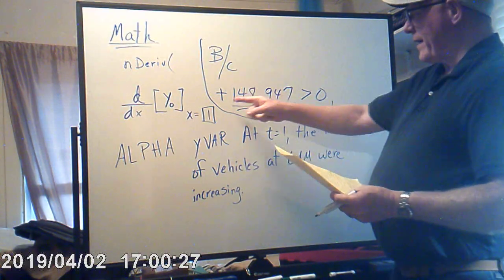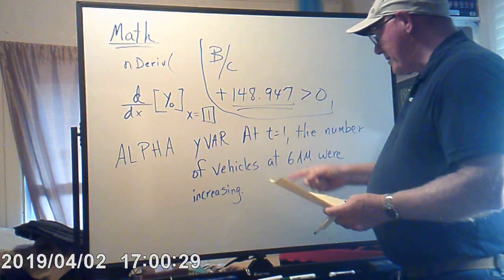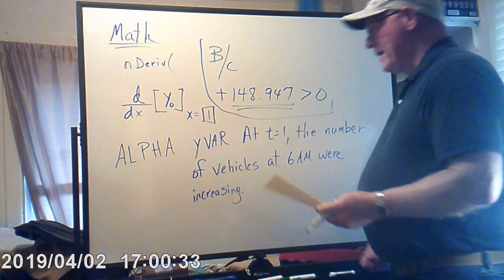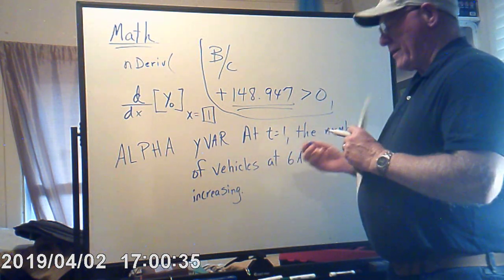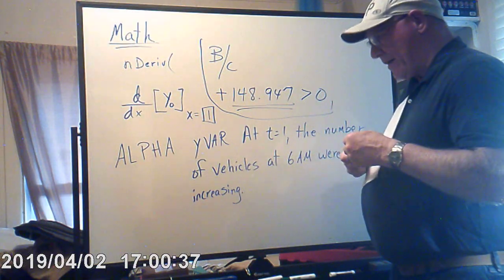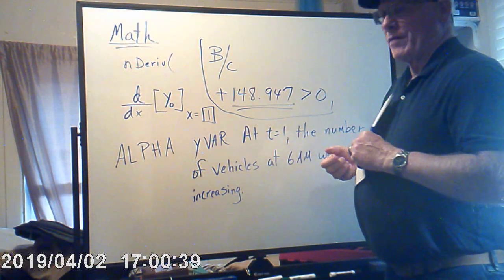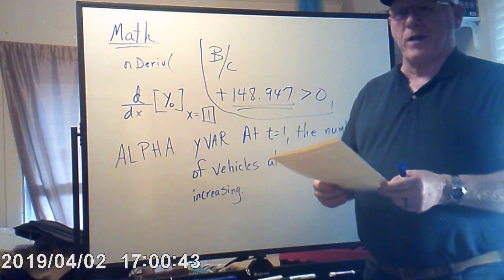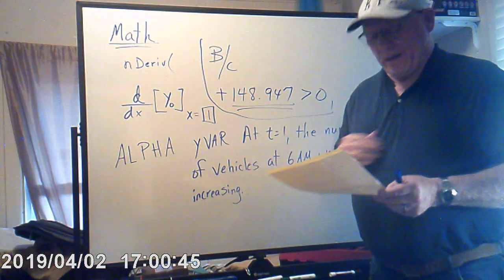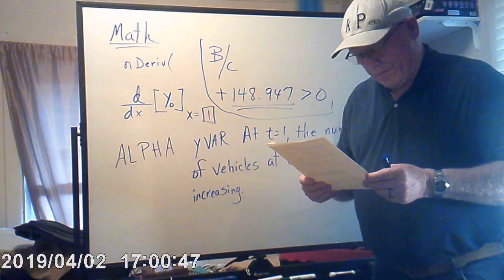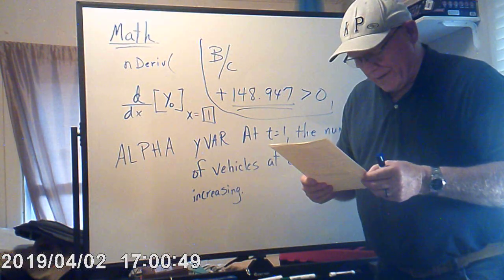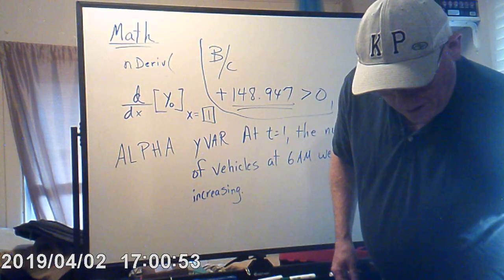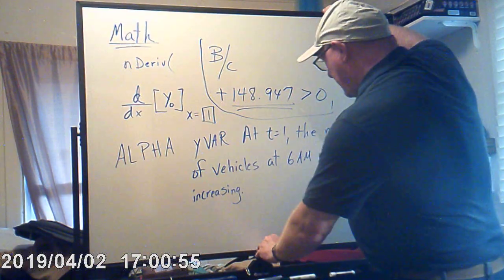If you had a negative number, it would be less than 0, and the number of vehicles at 6 a.m. would be decreasing, and that's what the question is. You're taking the derivative of a rate already, so it's kind of a rate of a rate. At any rate, that's what you're trying to do. You want to find out what this is here now.